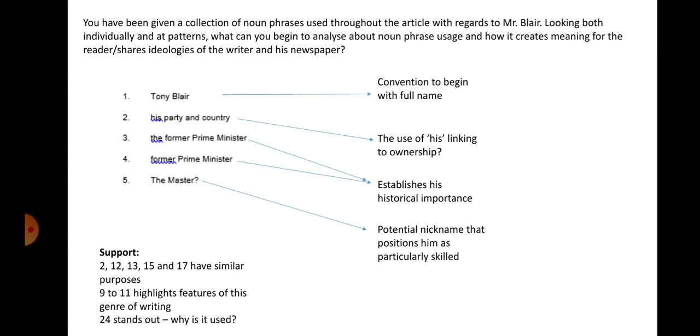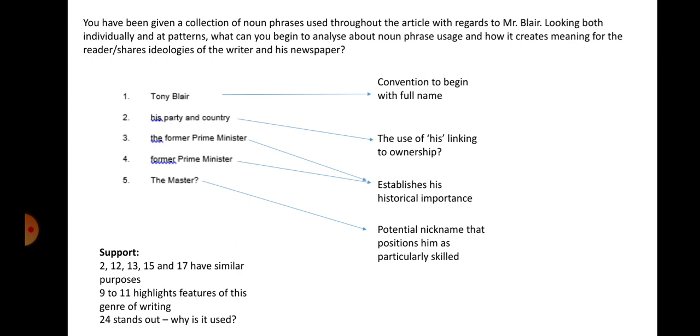I've included that as well. It just says here, a potential nickname that positions him as particularly skilled. It kind of is up to you whether the fact that it puts a question mark at the end of it means you can say whether they're saying it as an actual legitimate thing or whether they're querying this or questioning that kind of nickname perhaps.